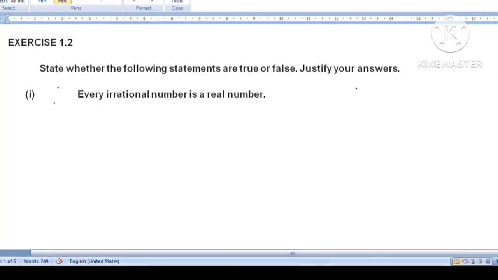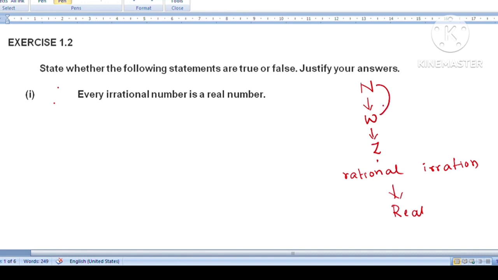First we learned about natural numbers, then we learned about whole numbers, then we learned about integers, then we learned about rational numbers and irrational numbers. Last we learned about real numbers. In the previous video also I told that you have to follow this order.